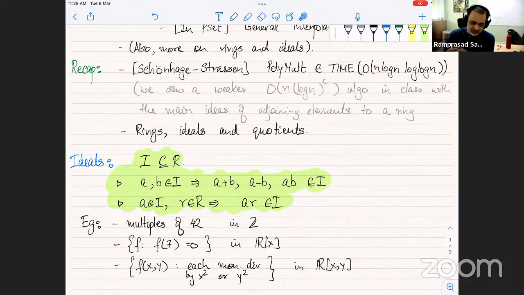Okay, so that's the two properties that you want. And roughly speaking, it plays the role of what a normal subgroup is for groups, in the sense that they are kernel-like objects. I mean, they behave like kernels.